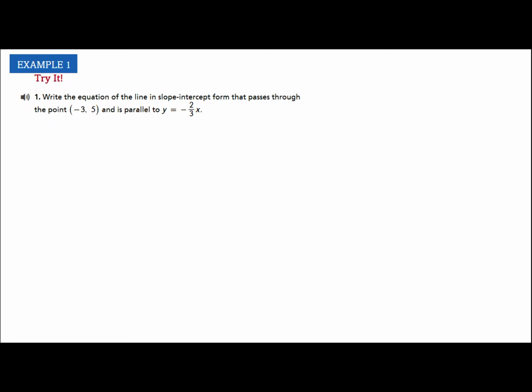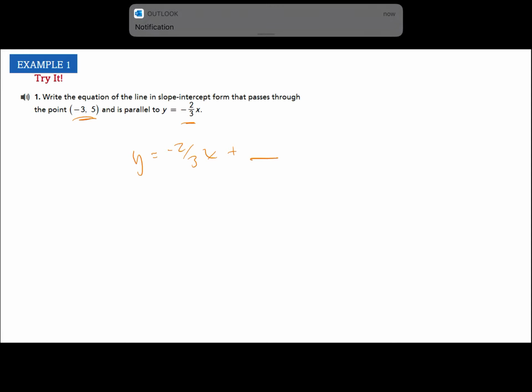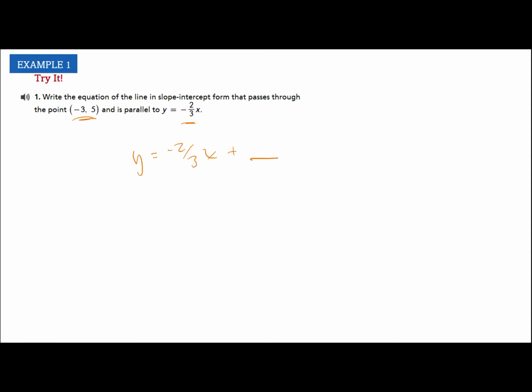All right, so write an equation of the line in slope-intercept form that passes through this point and is parallel to the line with slope negative 2/3. Again, right off the bat, we know this is going to be y equals negative 2/3 x plus something or minus something. And again, what do we need to put in there? We need to put in the x value and the y value. My y value is going here. My x value is going here. So let's go ahead and sub those in.